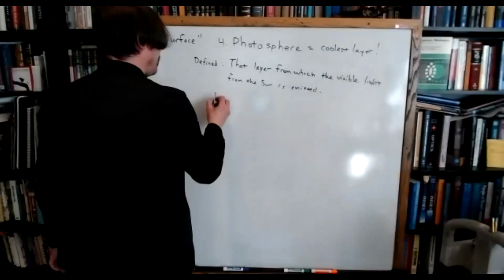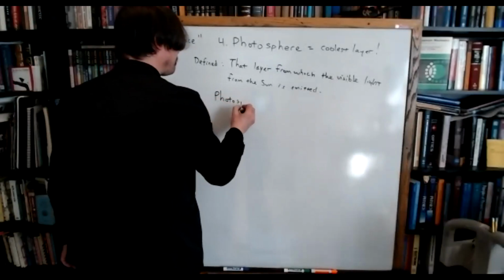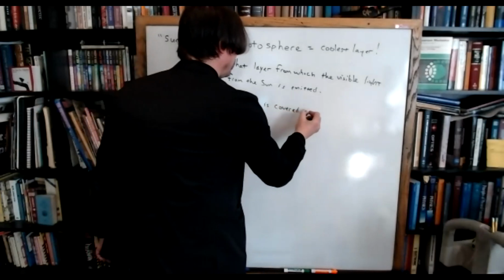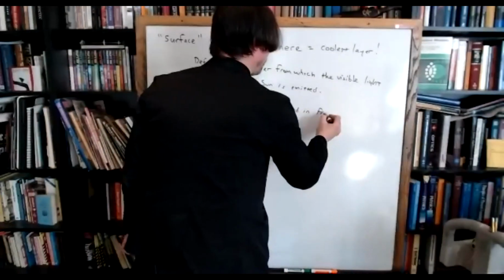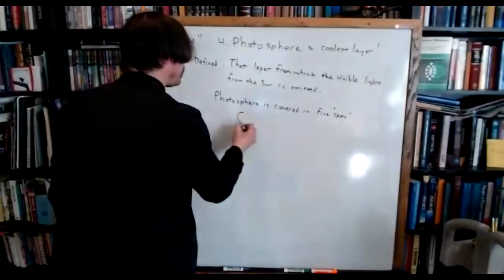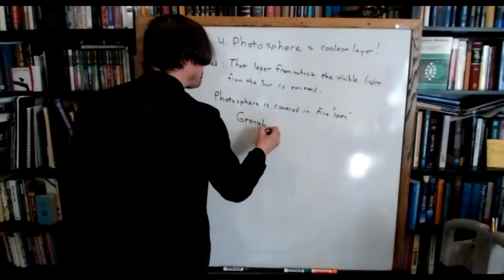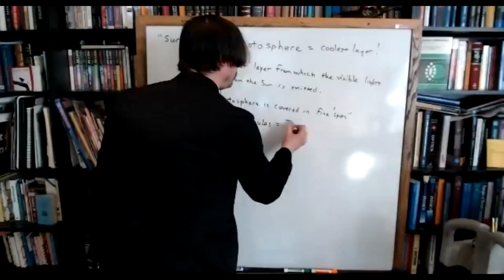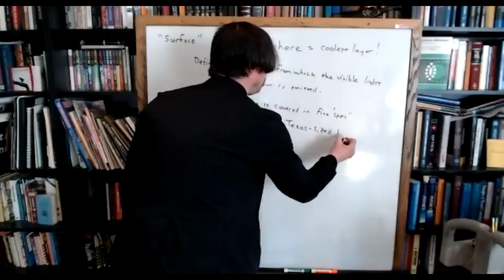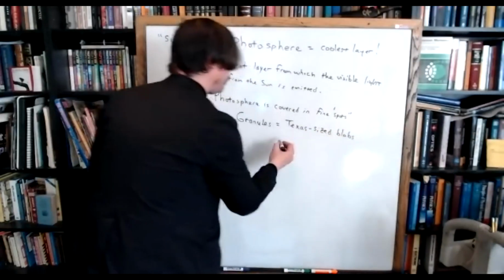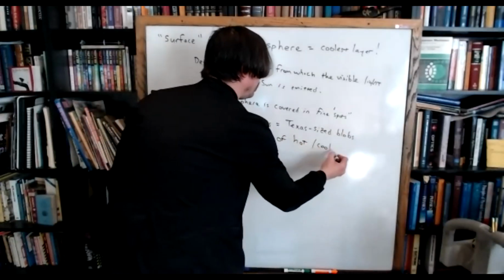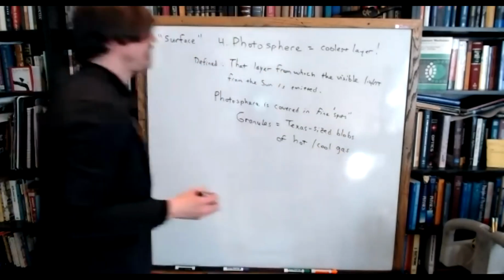The photosphere is covered in fine spots. It's a pattern there called granules. And the granules are something like Texas-sized blobs of hot and cool gas rising up from below.